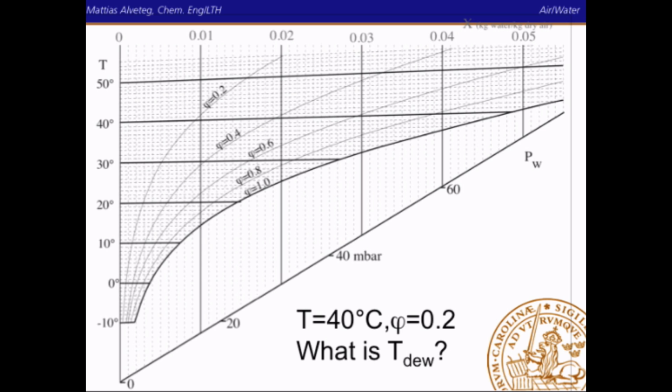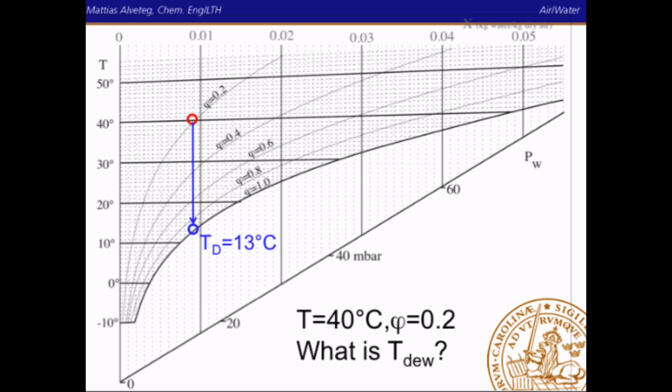So let's do an example. Temperature is 40 degrees Celsius and you have a relative humidity of 0.2, so 20%. What is the dew point? Okay, 40 degrees and 20%, that's there approximately. And then you go straight down, and that's the point here, and you have about 13 degrees Celsius.